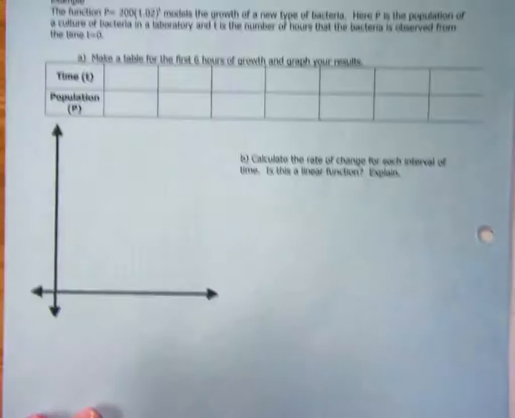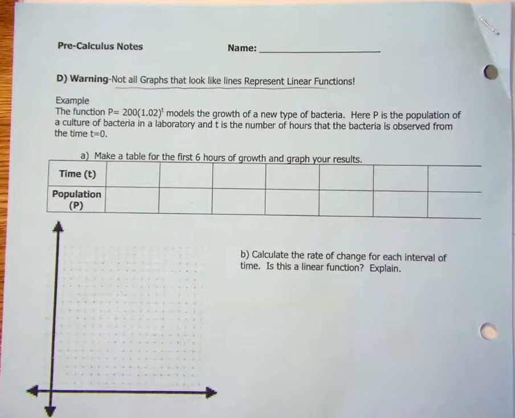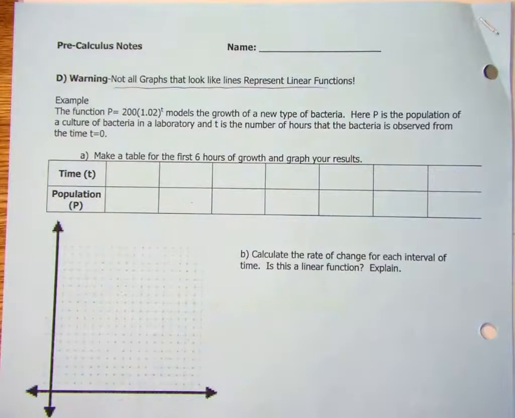All right, we got one last thing to talk about here. It's a warning. Heed my warning. Not all graphs that look like lines are linear functions. The book gives you an example. P equals 200 times 1.02 to the t models the growth of a new type of bacteria.